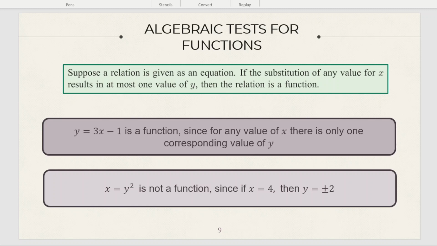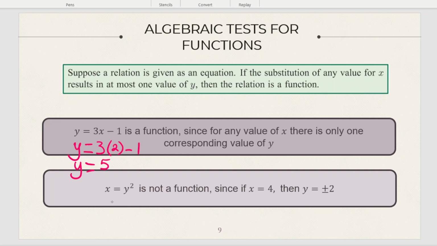The algebraic test for functions, pretty much what we were talking about earlier. If you want to input any value of x, it must only result in at most one value of y. So if we look at the first one, y equals 3x take 1. If I was to say, okay, what is y if x is equal to 2, there is only one solution of y, which would be 6 take 1 is 5.